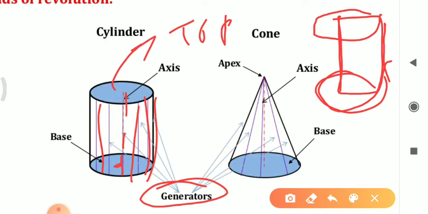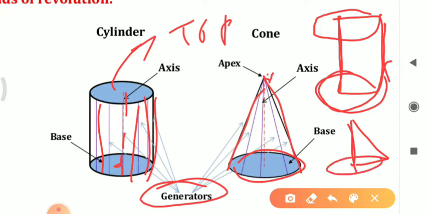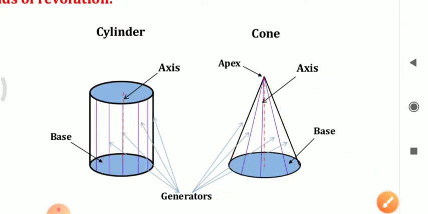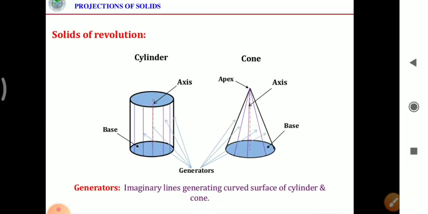Same way, a cone has only a base, and the top is the apex or vertex, and it is a curved surface. Again, if I revolve a triangle about this edge, it will create a cone. These are called generators. So the naming of the cylinder is very easy: axis, base, and generators. Okay, this is about the naming.